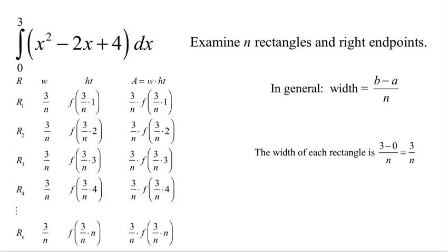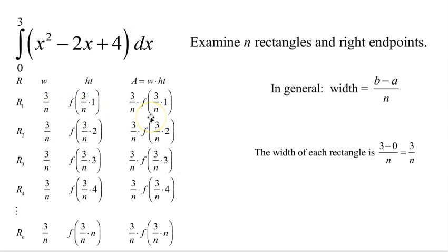So here we go. Notice I have n rectangles. Widths are all 3 over n. Heights: f of 3 over n times 1, f of 3 over n times 2, f of 3 over n times 3, f of 3 over n times 4, ending at f of 3 over n times n. Area is width times height, so 3 over n times f of 3 over n times 1, etc. Remember what f is? F is our function. What's our function? X squared minus 2x plus 4.